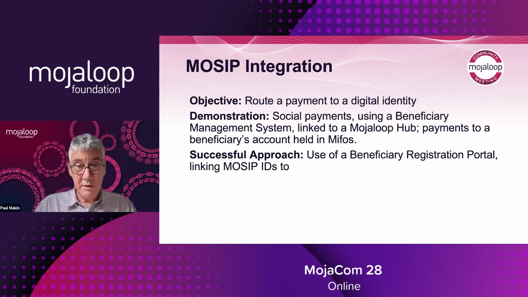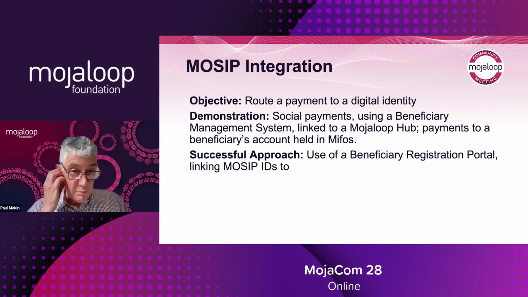MOSIP integration, routing a payment to a digital identity. We worked closely with the Mojaloop Foundation, and with Infotech a couple of years ago on a demonstration, which allows you to route payments to a digital identity. So it's not the mobile number, it's not the IBAN or anything else, it's their digital identity. And we chose a particularly difficult one for this demonstration, MOSIP. It's open source, but it's privacy preserving, which means that no two organizations that a person presents their digital identity to has the same identity number, which makes it difficult.